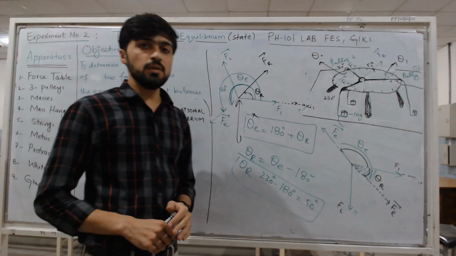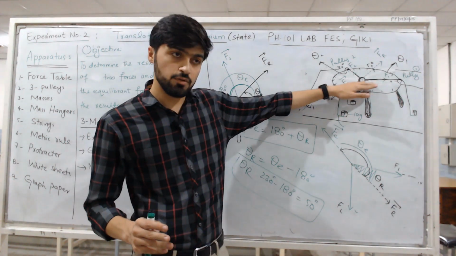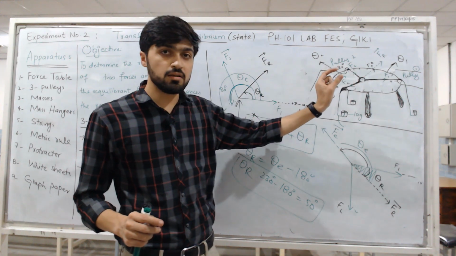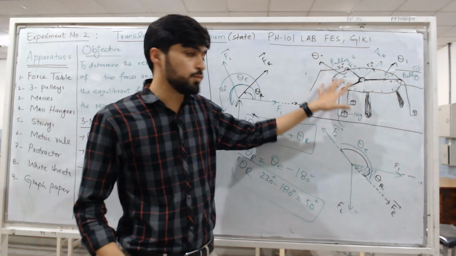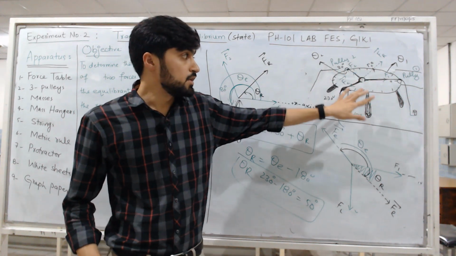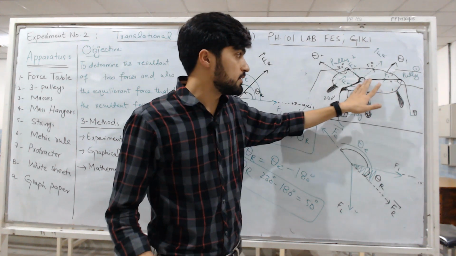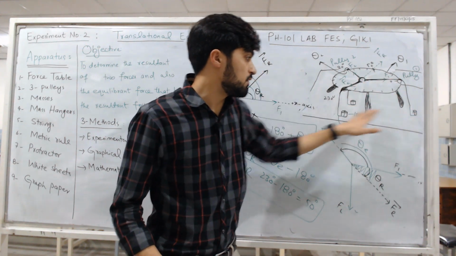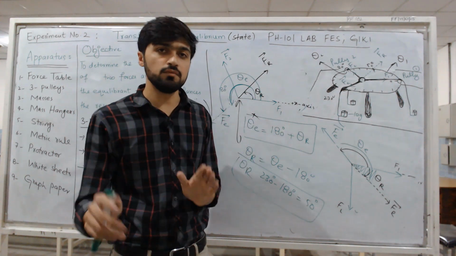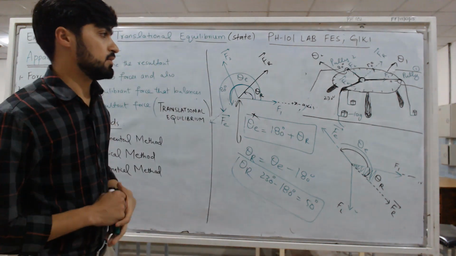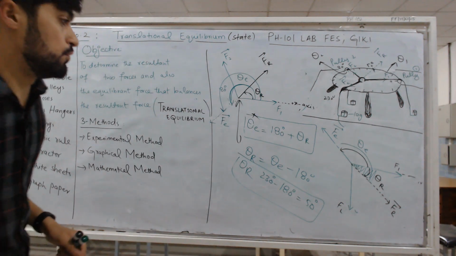We have first to achieve translational equilibrium. The ring or the plastic glass should be at the center of this force table. Then we will adjust the pulleys. The pulleys are frictionless. We are using threads, and the threads are passing over the pulleys. Then we have mass hangers that are used to hold the masses. We will demonstrate this in our experimental part. So this was about experiment number 2.